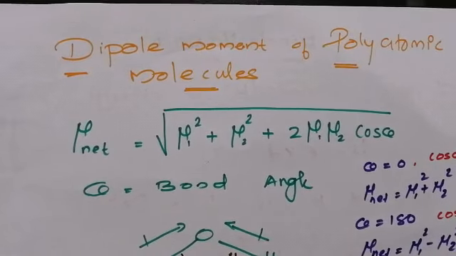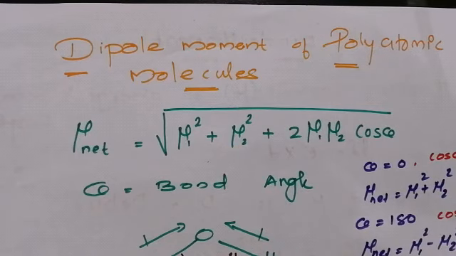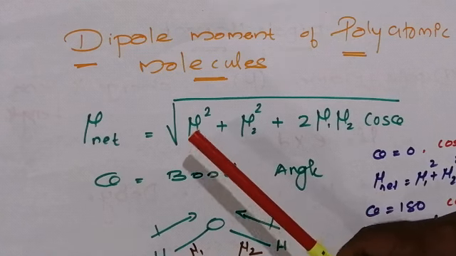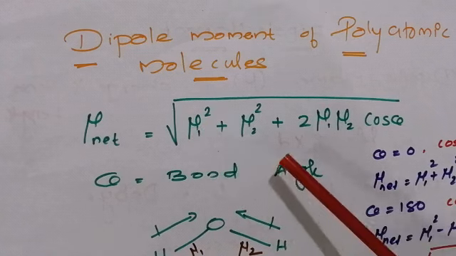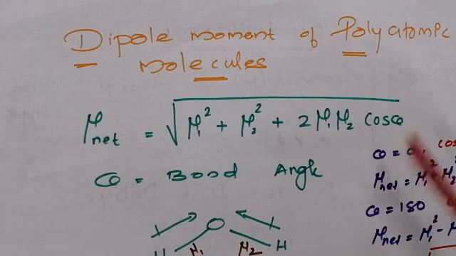Now, dipole moment of polyatomic molecules. So far we discussed the dipole moment of bonds. Suppose a molecule has more than one bond. Each bond has individual dipole moments like mu1 and mu2. Therefore, the net dipole moment of the molecule is equal to the square root of mu1 squared plus mu2 squared plus 2 mu1 mu2 cos theta.